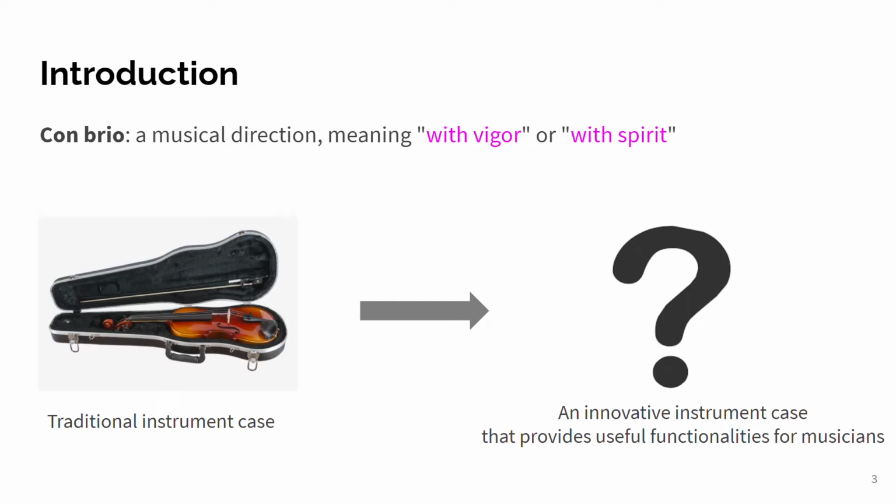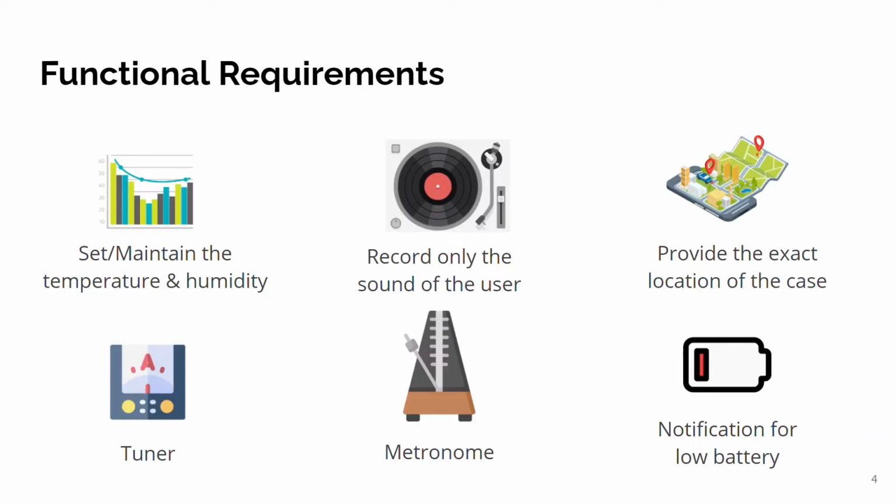The name of our system is Conbrio, which means a musical direction with spirit or vigor. As musicians, we need a case that can provide appropriate protection for our instruments. Traditional cases may be functionally great for this purpose, but they do not provide convenience as musicians need to provide continuous care for the instrument. To provide such convenience for musicians, we have come up with Conbrio, an innovative case system that provides useful functionalities for musicians. Now we will show the functional and non-functional requirements for our system overview.